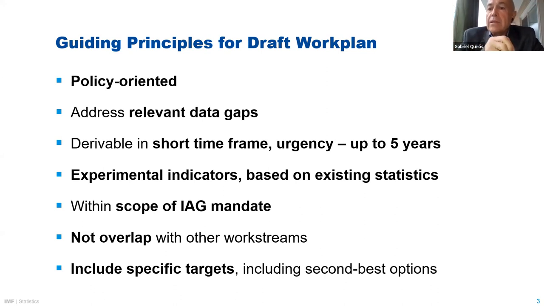We focus on relevant data gaps for policy purposes, but we put the emphasis on gaps more than on incremental evolution of existing statistics. We also take a short time frame. Typically, long lead times in statistics are needed. Here, given that the policy needs have a sense of urgency, including climate change, we need to give an urgent response from the statistical perspective. And the timeline is up to 5 years. We are conscious that this is very ambitious, and therefore we think about experimental indicators rather than, after the 5 years, already having the stamp of official statistics.